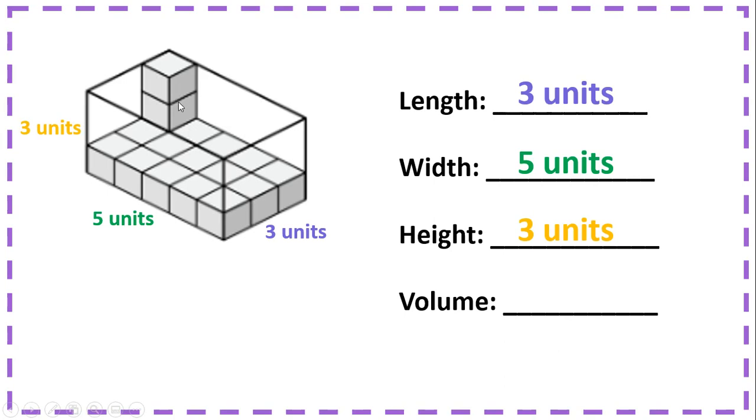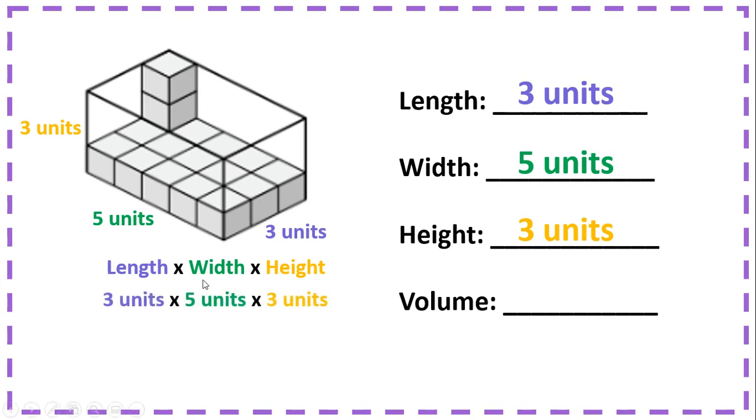We can look back here and see there's 2 units above the first layer or the bottom base, but we know that there's also a unit cube on the bottom to complete the bottom layer. So there's a total of 3 unit cubes, even though we can't see all 3. So we're going to use length times width times height to help us find the volume. The length is 3 units, the width is 5 units, and the height is 3 units.